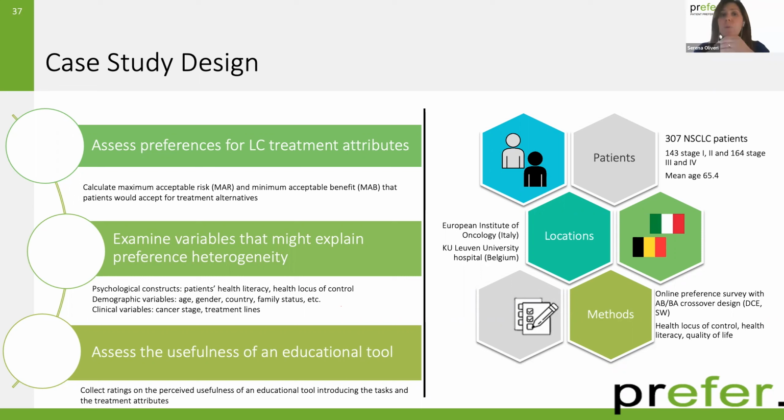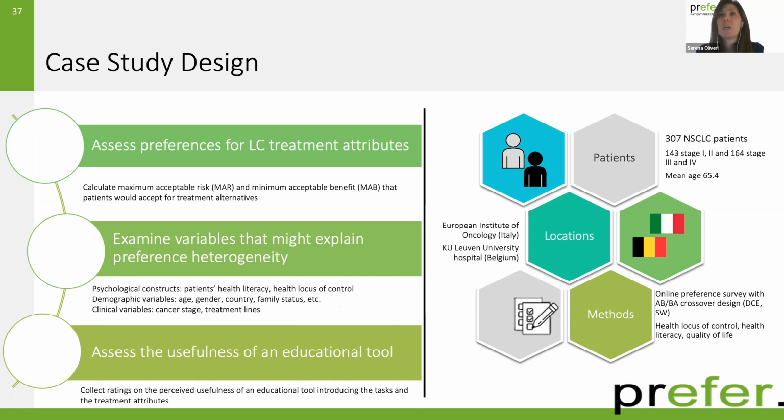The minimum acceptable benefit instead refers to the minimum benefit that the patient would expect for a switch from one therapy to another that implies more toxicity or more side effects. The other aim was to investigate variables that might explain preference heterogeneity, such as psychological constructs, demographic variables, and clinical variables. And finally, to assess the usefulness of the educational tools, as Meredith already presented in the previous presentation.